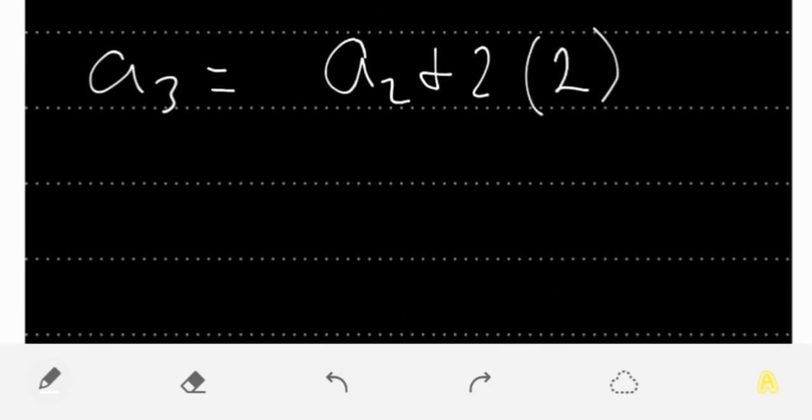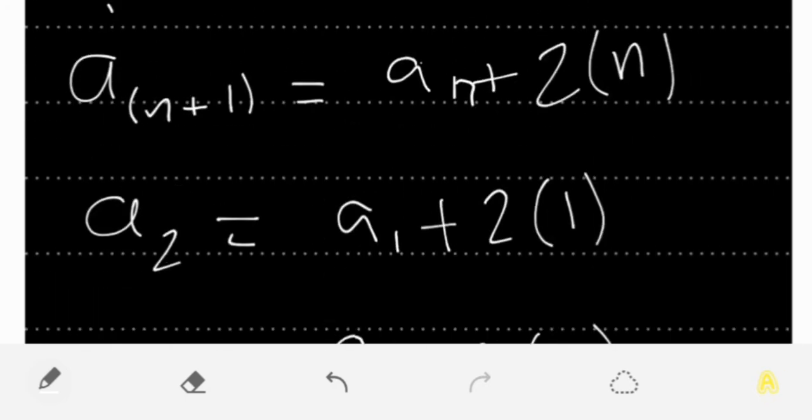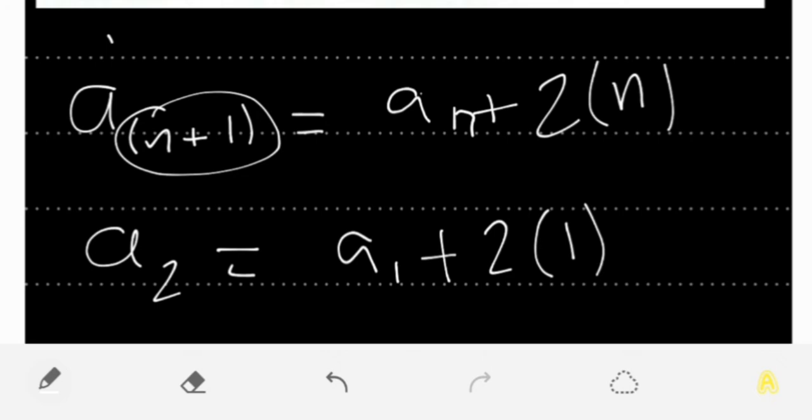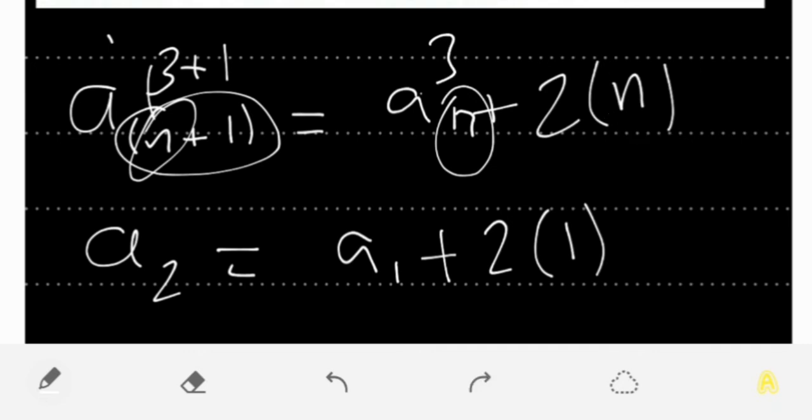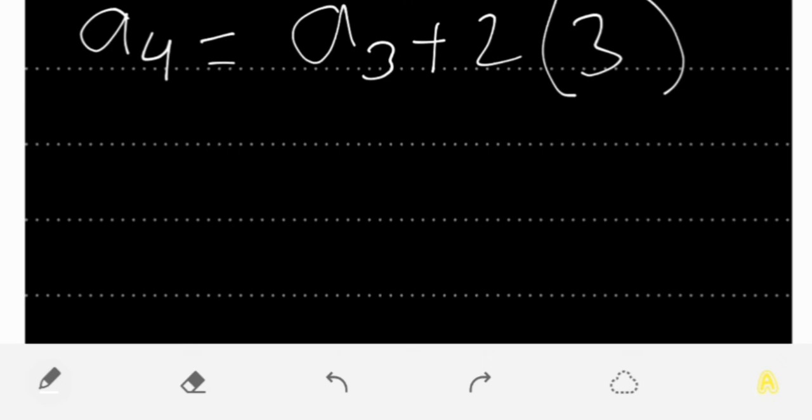Now the same thing for a4, okay? a4 is equal to a3 plus 2 multiplied by 3, okay? Because it is multiplied by n. And if we want to have 4 over here, it will be 3 plus 1. So n is equal to 3. So this n is 3 and this n is 3, okay? And this we can do forever.